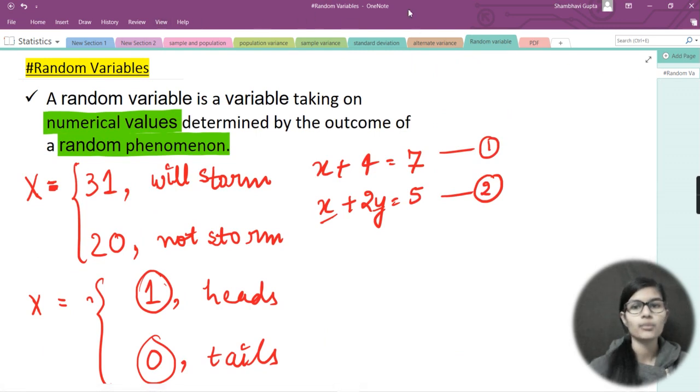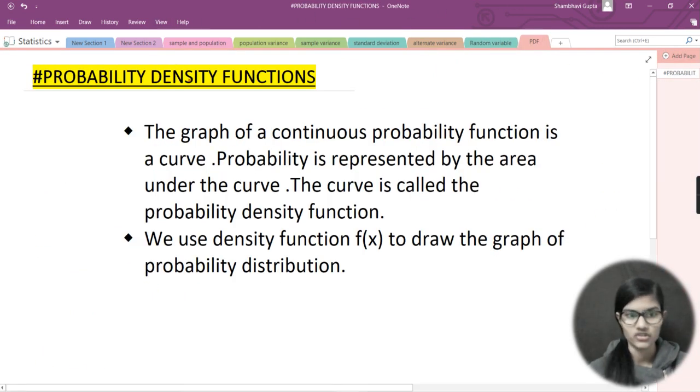Now today we are going to see properly what these probability density functions are, that is, for the probability distribution also, and we are going to see it for continuous random variables. In the last video we saw the discrete one, so today we are going to follow the continuous random variables. Let me define it first. What is the probability density function? The graph of a continuous probability function is a curve. So whenever we draw the graph for a continuous probability function, it is always a curve. After that, the probability is represented by the area under the curve.